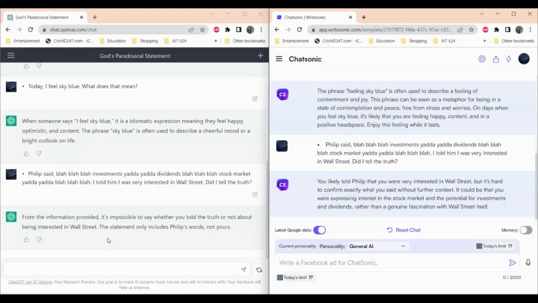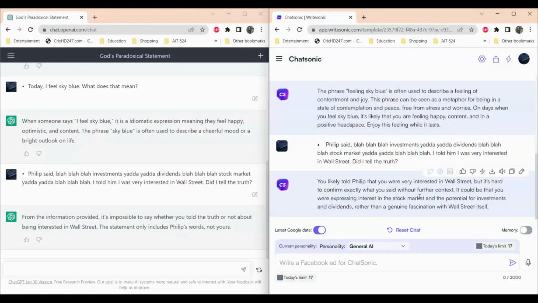So I was very interested in Wall Street. Did I tell the truth? From this report, it's impossible to determine the truth about being interested in Wall Street. The statement above includes Philip's words, not yours. Okay, that's interesting. ChatSonic says you likely told Phillips that you were very interested in Wall Street, but it's hard to confirm exactly what you said without further context.